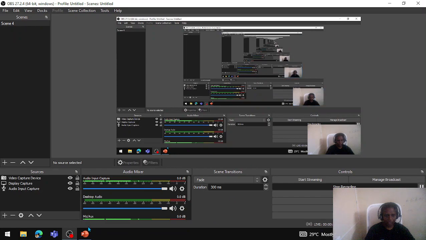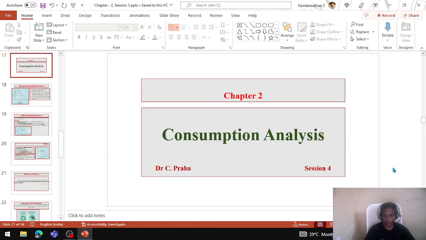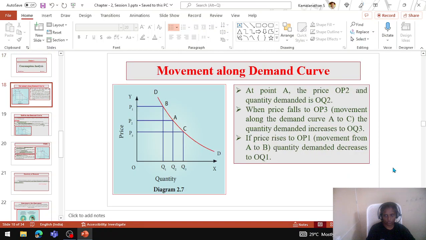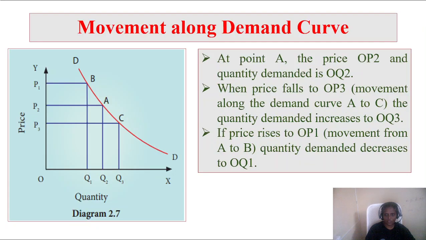Today I am going to start with a new and extension part of the demand curve in chapter 2, consumption analysis. And this will be session 4. Now, last class we have seen what is demand, the law of demand, some characteristics of demand and some determinants of demand.